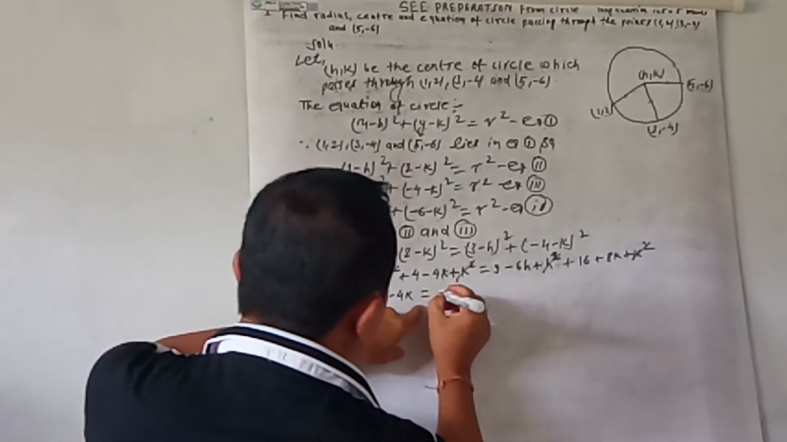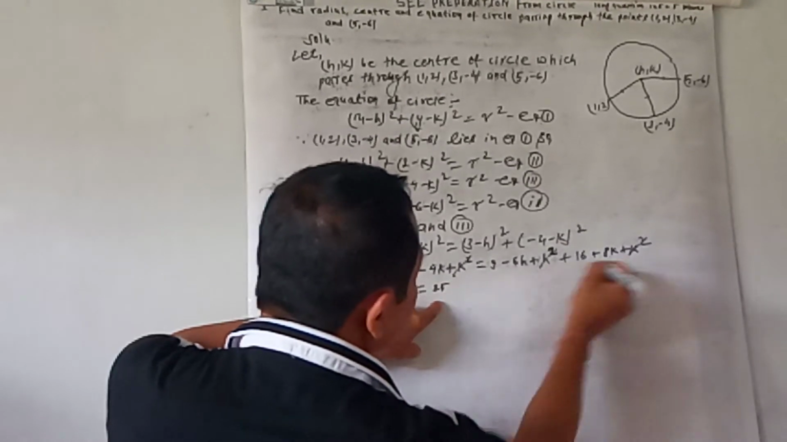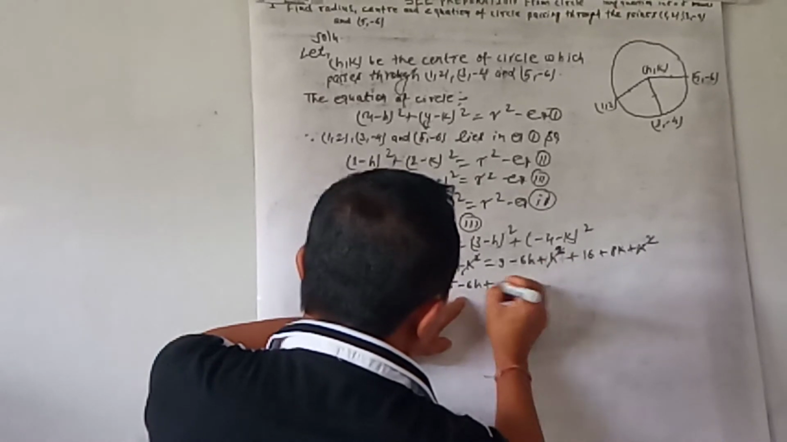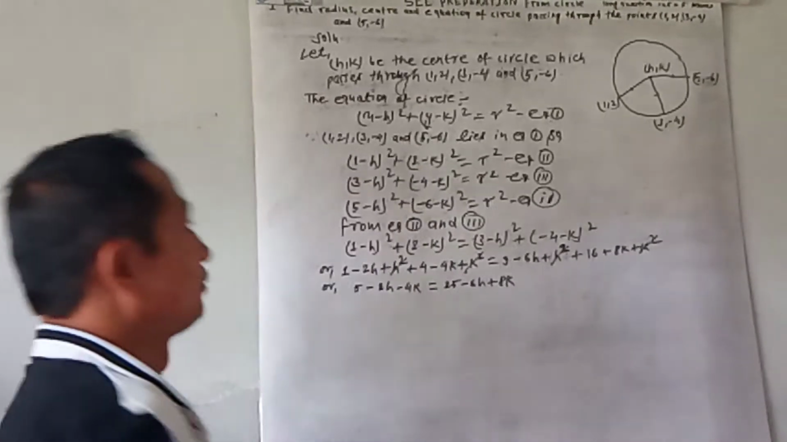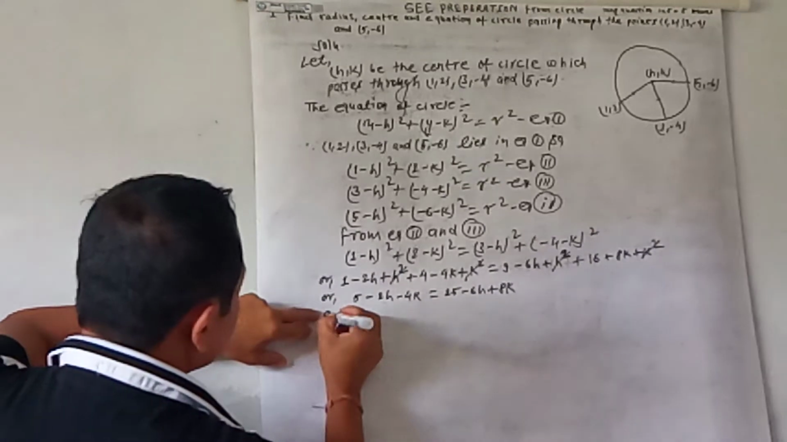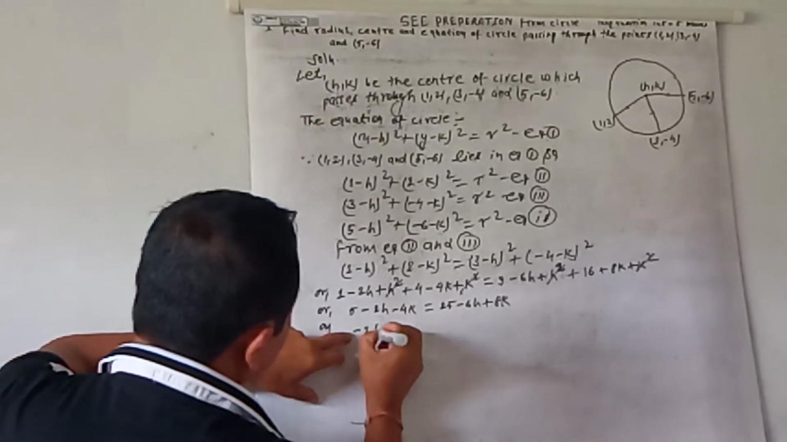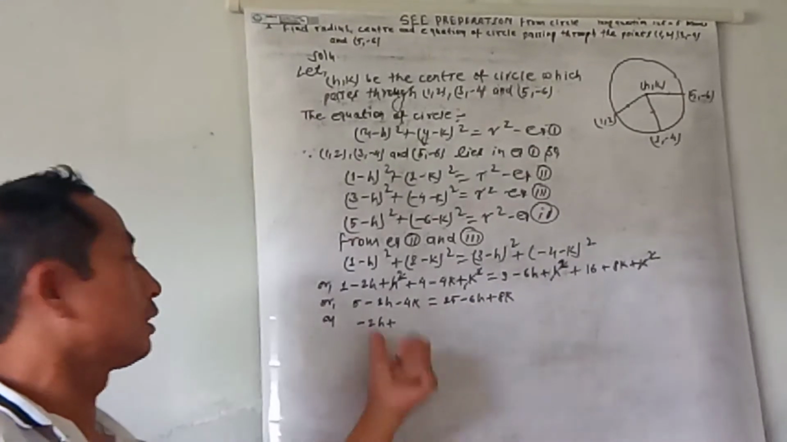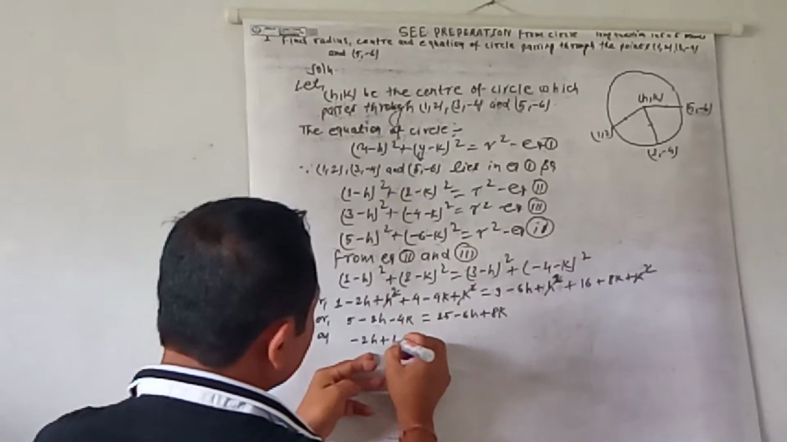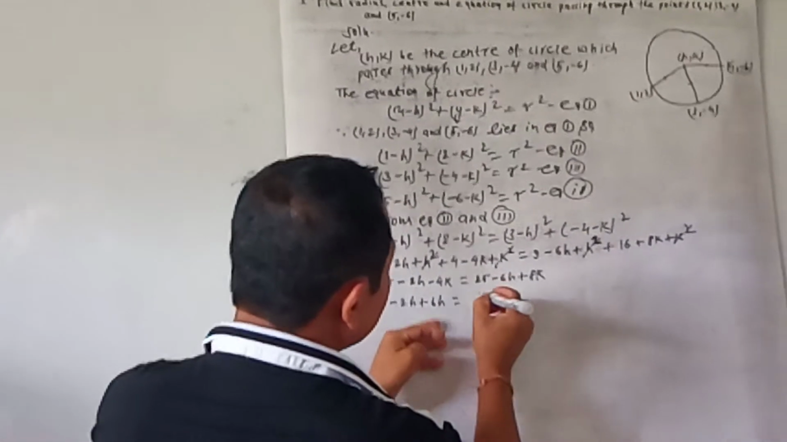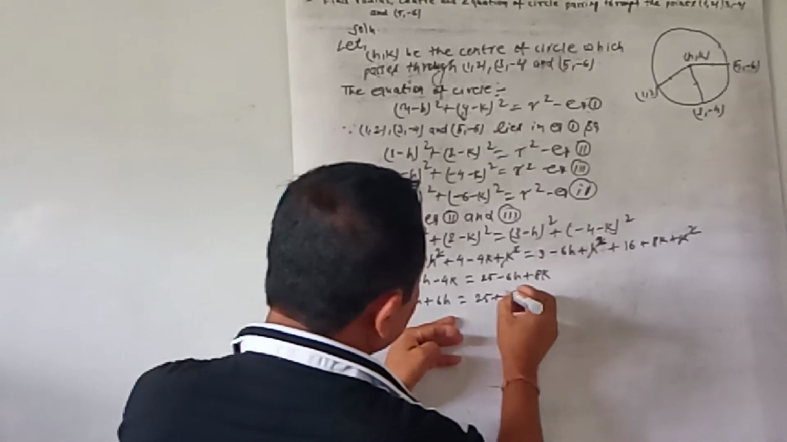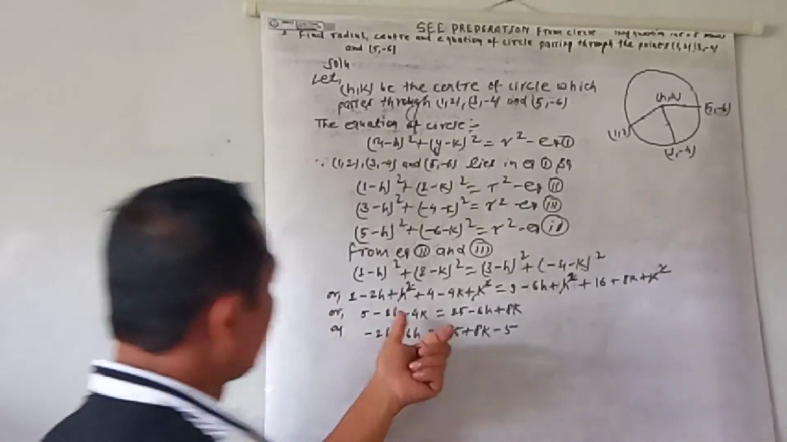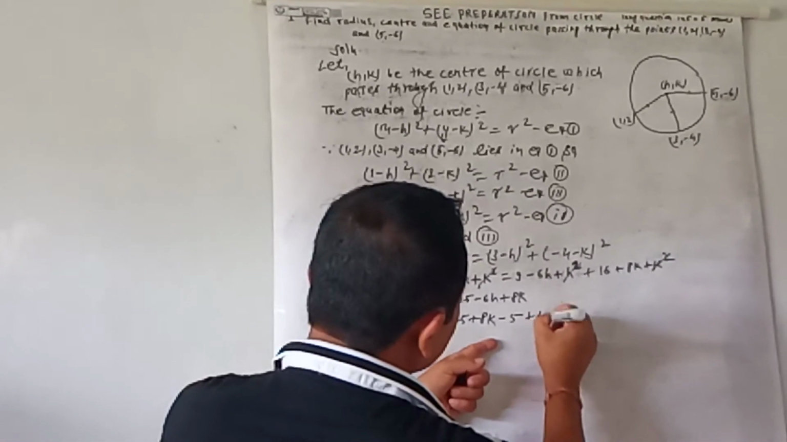If we add, then 25 minus 6h plus 8k. Minus 2h minus 6h: if we bring this to this side, minus changes into plus, so it will be plus 6h is equal to 25 plus 8k. Taking 5 to that side, it becomes minus 5, and taking minus 4k to that side, it becomes plus 4k.